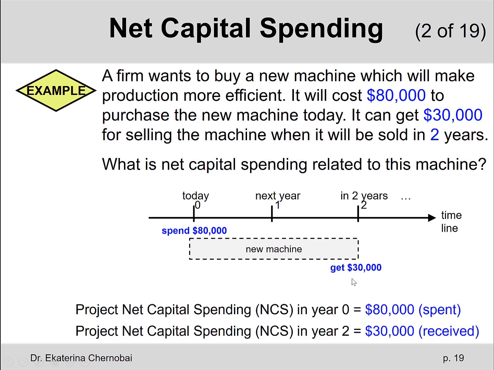You just separate the two dollar amounts because they occur at different points of time. So for this question, you would say that the project net capital spending in year 0 is $80,000, which is spent, and in 2 years it's $30,000, which is the money received. You don't need to combine them.